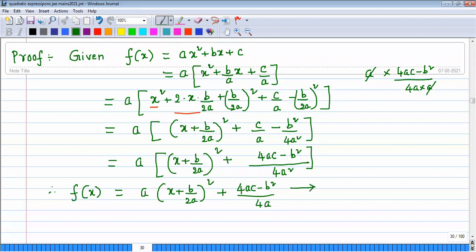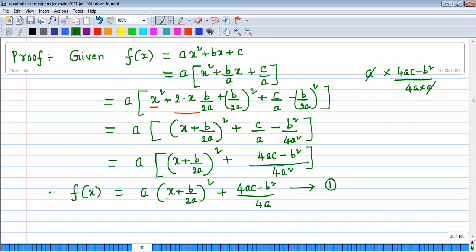So say this equation 1. Here you remember one thing. x plus b by 2a whole square is a perfect square, which is always positive. Suppose a is positive, then a into x plus b by 2a whole square is also positive. Always, f of x attains a value of 4ac minus b square by 4a plus something. So whenever a is positive, f of x will be greater than or equal to 4ac minus b square by 4a.